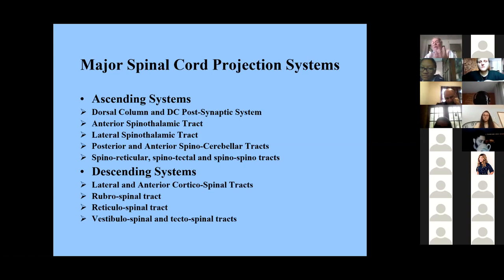And what's very interesting here is we can take the three major tracts that I have listed here: the lateral and anterior corticospinal tract, then the rubrospinal tract, and then the reticulospinal tract. And so where is the reticulospinal tract originating? They're originating in these cells in the ventral midbrain, ventral pons, ventral medulla, going back down to the spinal cord.